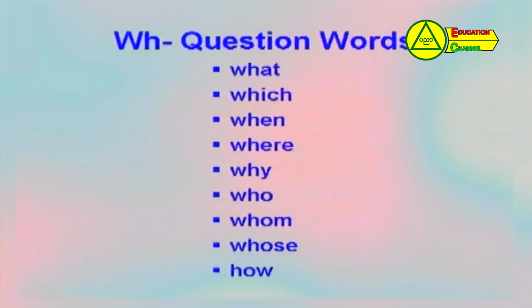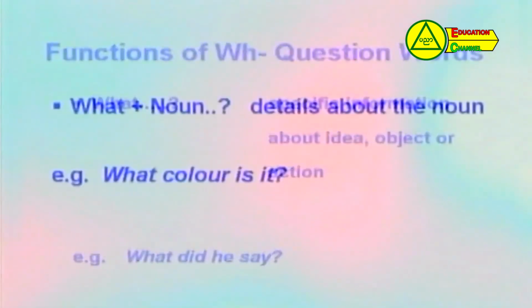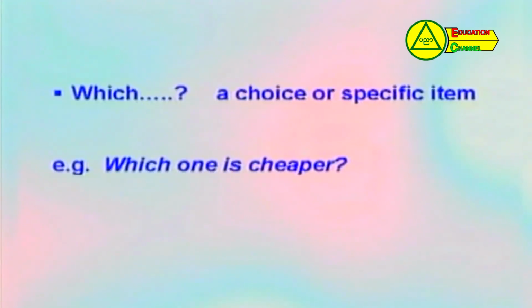WH questions ask for more information about topics. Let's study the functions of WH question words. What asks for specific information about an idea, object, or action. For example, what did he say? What plus noun asks for details about the noun. For example, what color is it? Which asks for a choice or a specific item. For example, which one is cheaper?